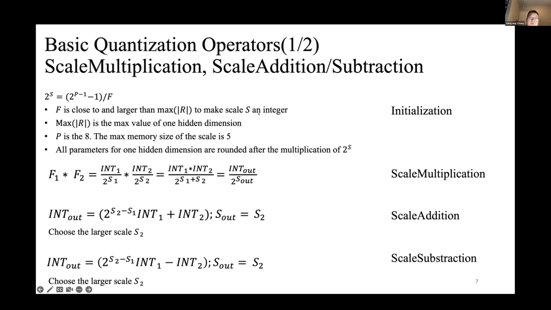Once we have this S as an integer, all the values in this one hidden dimension will have the same scale value. Because we want to do the full integer quantization, the p-value is set to 8 bits, and the maximum memory size of the scale we set to 5. After we find this S value, all the parameters for this one hidden dimension are rounded after multiplication by 2 to the power of S.